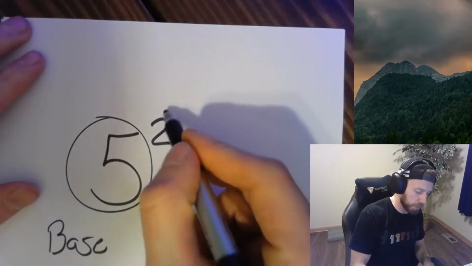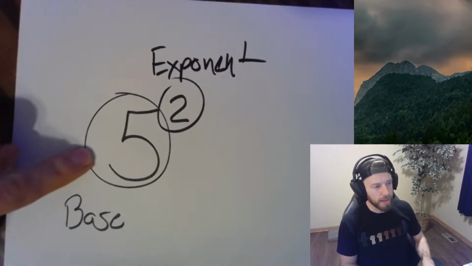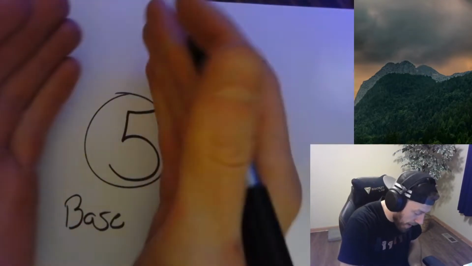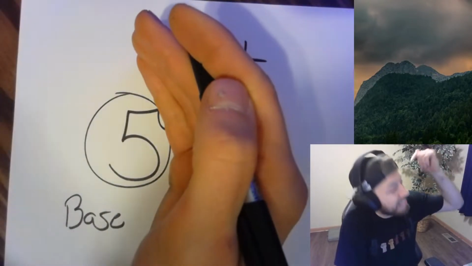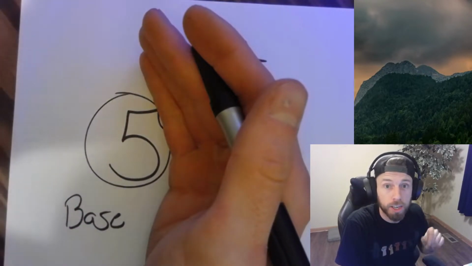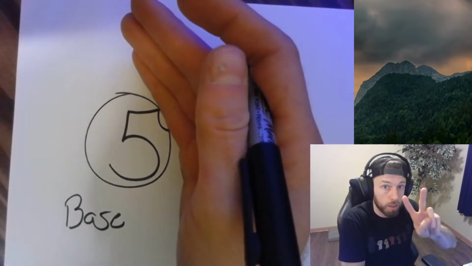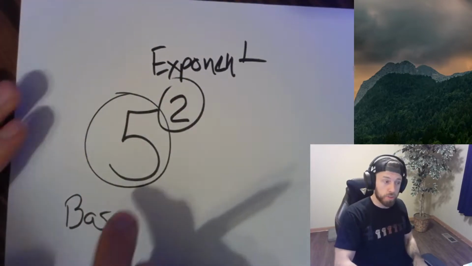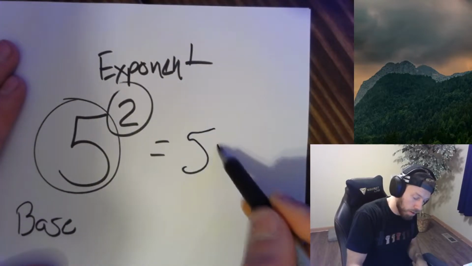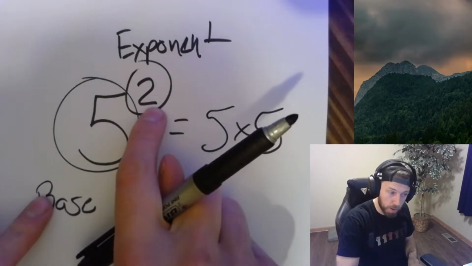Now, this is where the exponent comes in. This little guy up here, exponent. Base, exponent. What this means is to take the base and multiply it by itself. So you're going to take 5 times 5, and you're going to do that 2 times. You're going to multiply it by itself 2 times. So what this looks like here is you take the base and you multiply it by itself twice. So 5 to the second power, this is how we say this, right?